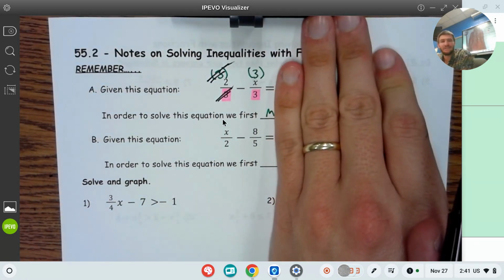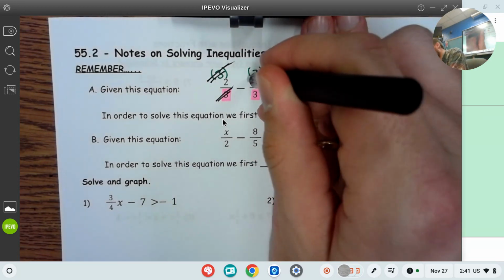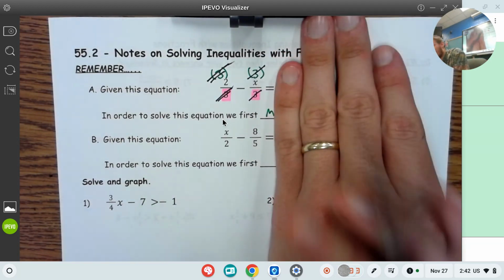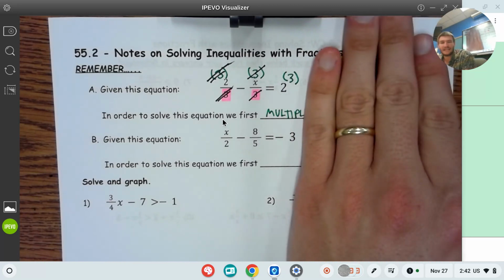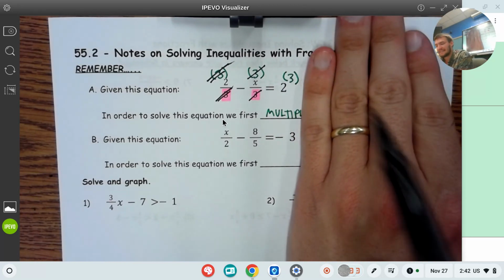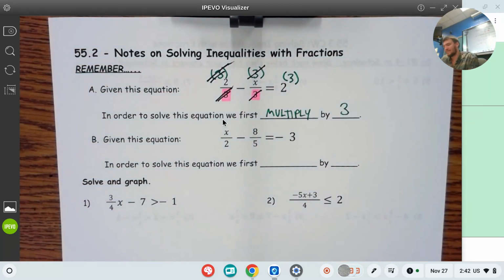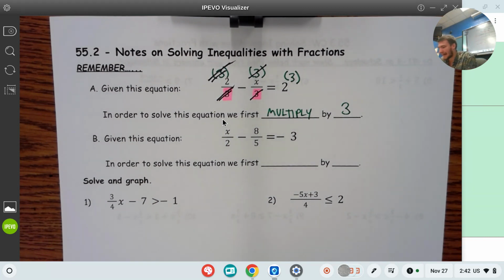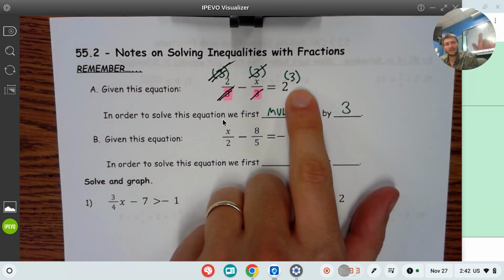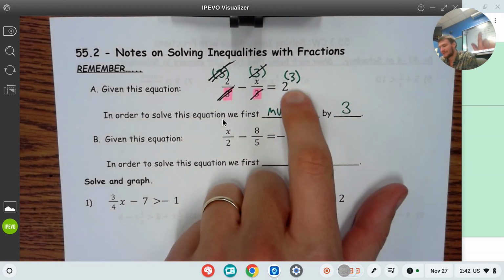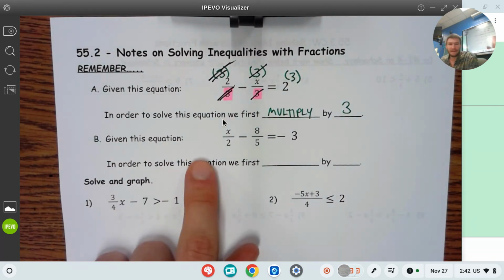What about the second 3? Is that crossing out? 3 on top, 3 on bottom. Cross them out. What about this last 3? Multiply. It's going to stick around, and we're going to use multiplying. All right, that's easy. That's not too bad. Because this 3 is not going to get crossed out because there's no divided by. There's no opposites. So let's look at B.